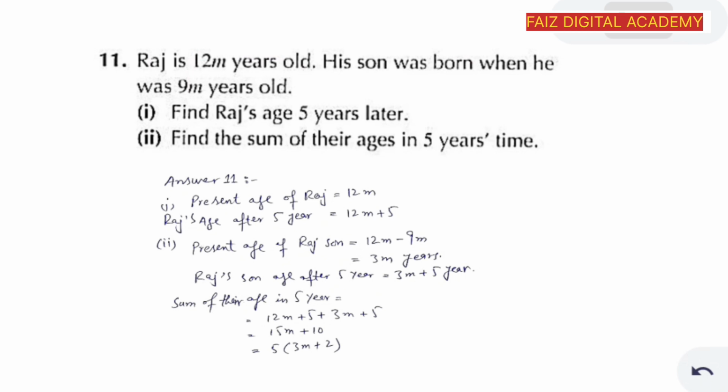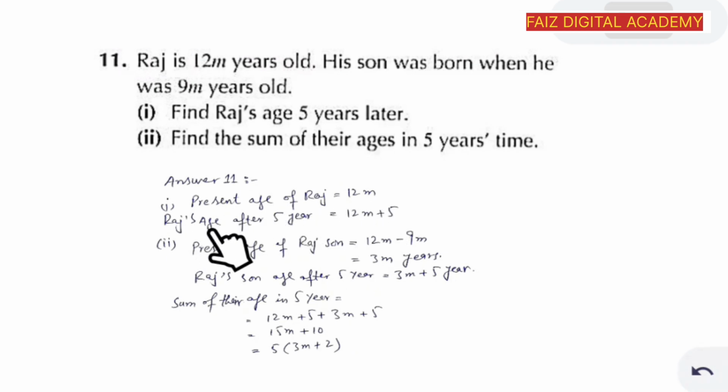Question number 11 states that Raj is 12 m years old. His son was born when he was 9 m years old. So in the first part we have to find Raj's age 5 years later. We can only find Raj's age if we know what is the age of Raj at this time. So the present age of Raj is 12 m as per this question.